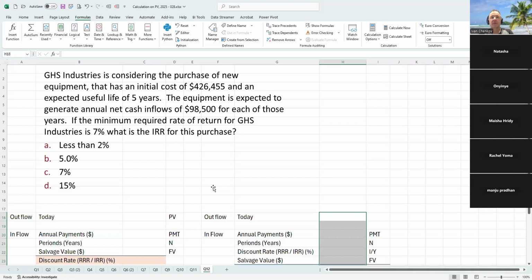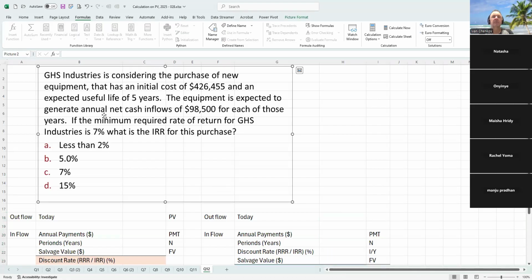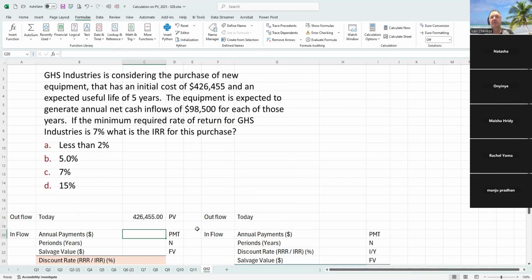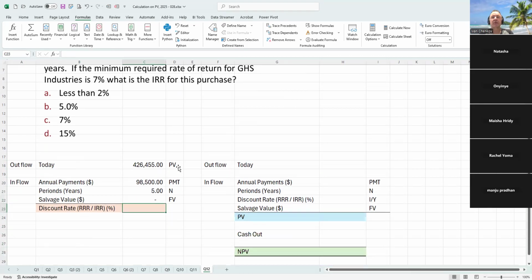And that will be question 12. The industry considers purchasing a new piece of equipment whose initial cost is 426,455. That's the present value. The expected useful life is 5 years, and it's going to generate 98,500 each year. Is there any salvage value? There's no salvage value. So what is their discount rate? That's what we try to find out here.